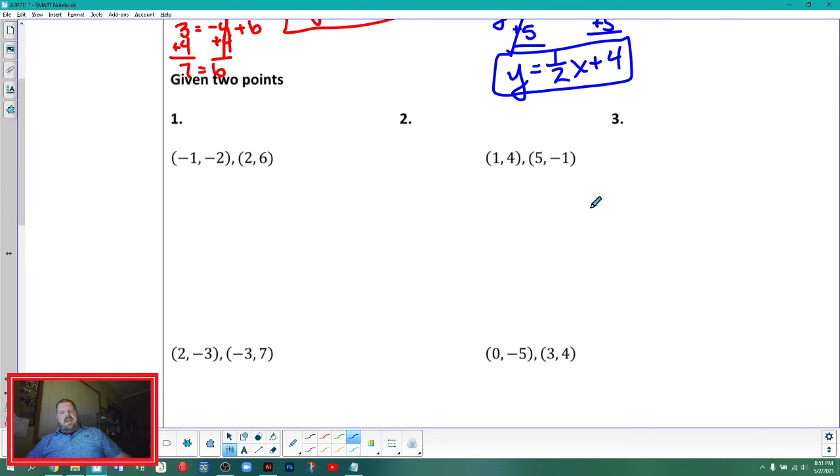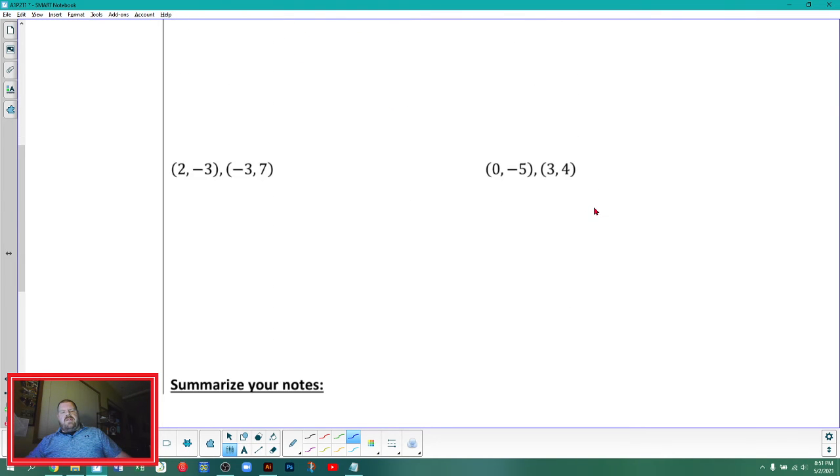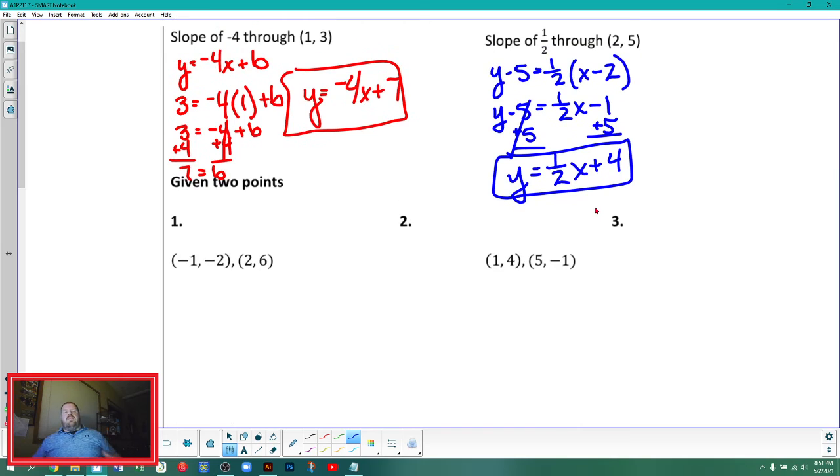And the last thing that we have is just given 2 points. So we went from being given a graph, that was more of a visual test. Then we went to a slope and a point. There was a little bit of algebra involved there. Now we're kind of maxing that out with the 2-point method, just having 2 points.